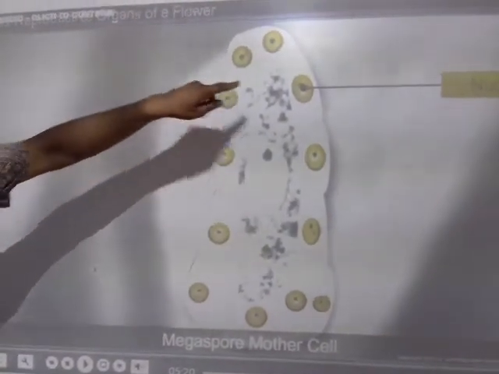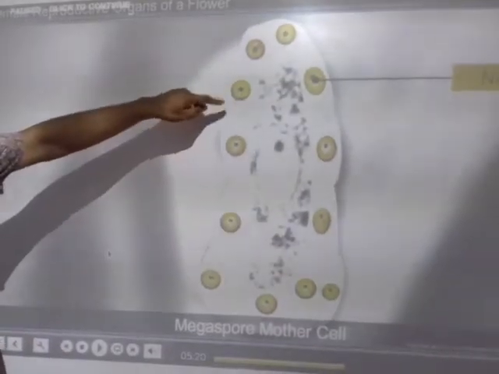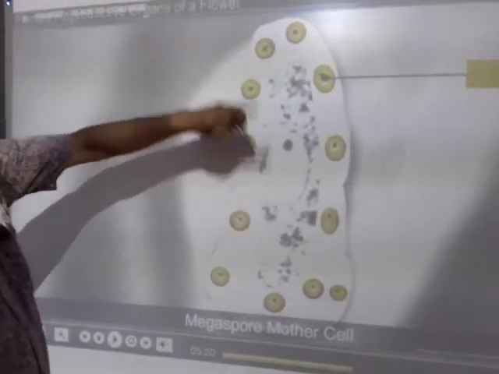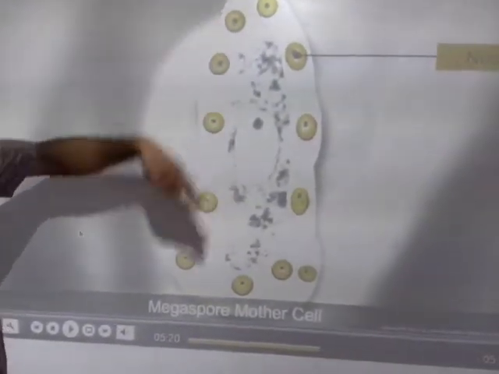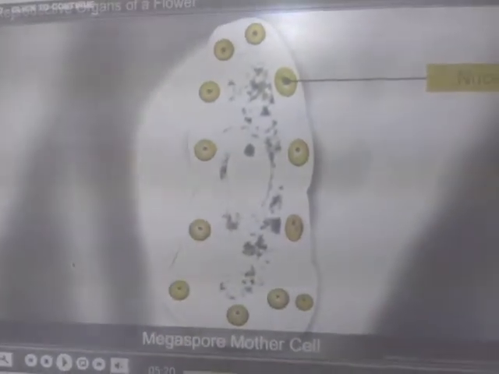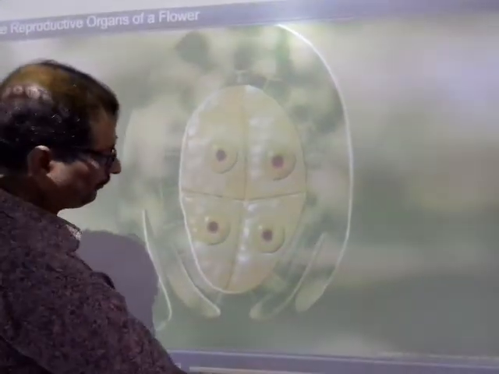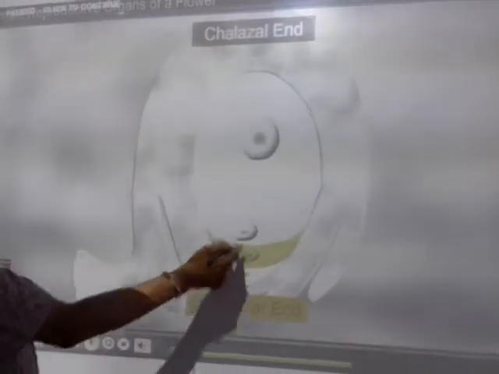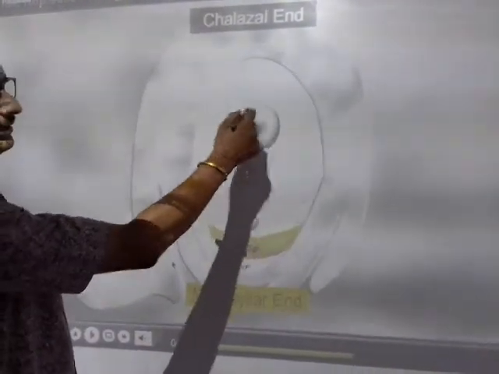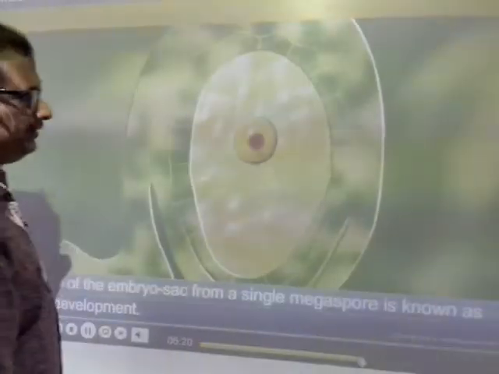This is how the megaspore mother cell is dividing. I told you that out of the tetrad of megaspores, 3 of them degenerate and then the remaining one divides into 2 parts of 4 cells each. One group migrates towards the antipodal end, the other towards the synergids. This is how they are shown. See, 3 of them are degenerating. The single cell that remains undergoes mitotic division.